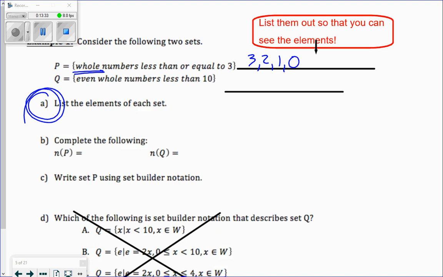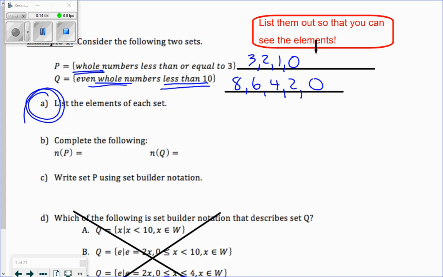Even whole numbers less than 10. Now, it's less than 10. So what's your first even number less than 10? 8. So you would go 8, 6, 4, 2, and again, 0, because we're talking about whole numbers. So you remember how I said yesterday to not skim over these questions? Make sure you read every single word, because every one of those words is a clue to the answer.